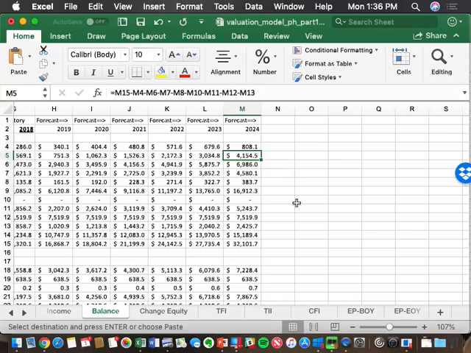But again, a little bit in advance, this is what I mean by once you start to understand what the statements actually tell us and how the valuation works. But we'll get there one step at a time.